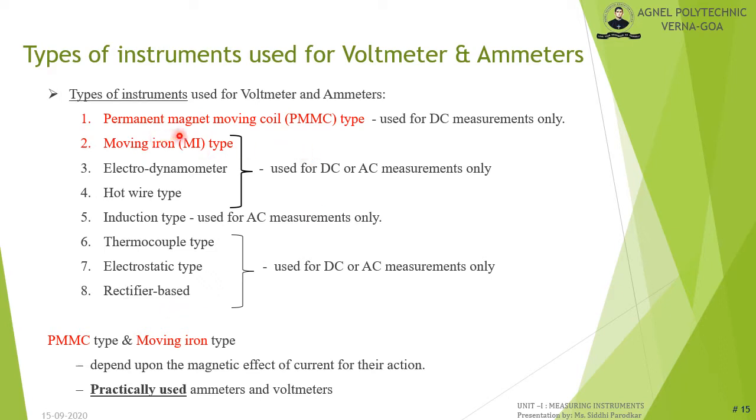The first one, that is PMMC type of instruments, can be used only for DC measurements, and the induction type of instruments can be used only for AC type of measurement. All the other instruments can be used for both AC as well as DC measurements. In this video, we will be studying only PMMC type of instruments and moving iron type of instruments. Both these types of instruments depend upon the electromagnetic effect of current for their action, and these are the most practically used in ammeters and voltmeters.